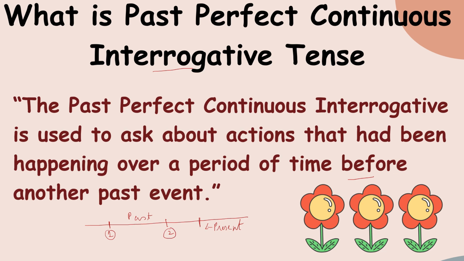Now, the past perfect continuous interrogative is used to ask about actions. It is used to ask about this first action before the second action or second event takes place. So all this is covered in the past perfect continuous interrogative tense.